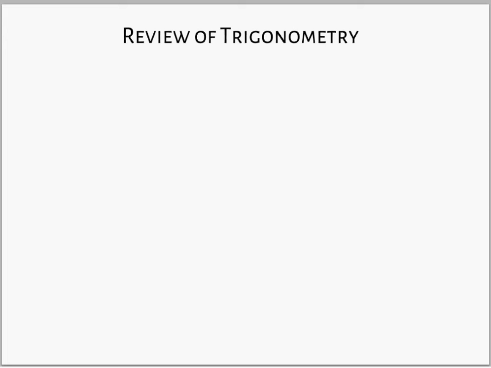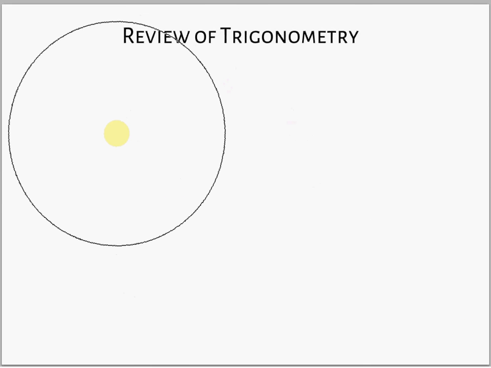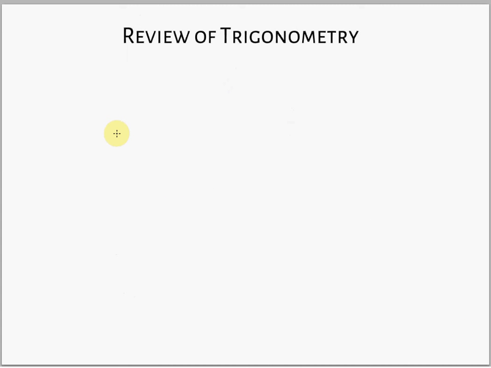Today we're going to review some of the basics of trigonometry that you need to know. So first of all, we need to talk about how to find missing angles and sides on a right triangle. We'll start out with some rules.